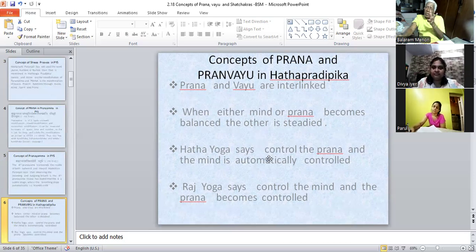So Hatha Yoga and Raja Yoga: the movement from Hatha Yoga, from the asana side, leads to Nadanusandhana, toward relaxation, or ultimately leads to Raja Yoga. So what happens in Raja Yoga? Control the mind, and the prana becomes automatically controlled. Whereas here, it's a very important definition. How are the prana and mind interlinked?